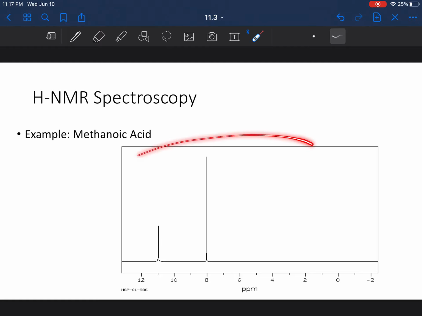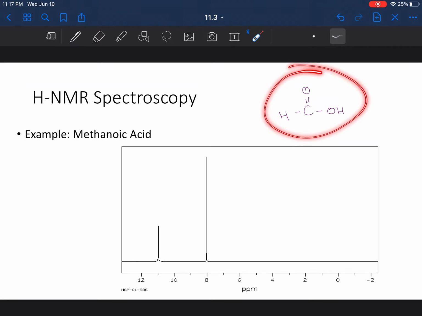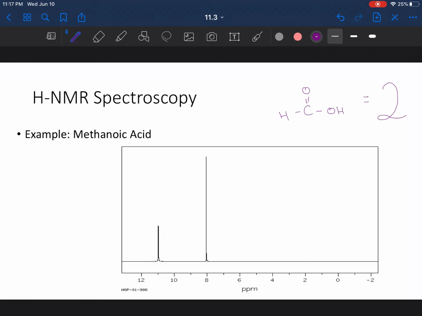So let's take a look at an NMR. Here's an NMR of methanoic acid. Let me draw methanoic acid for you. That is methanoic acid. So if I ask you how many hydrogen environments there are in methanoic acid, hopefully you see this one and this one being different. So your answer here is 2.